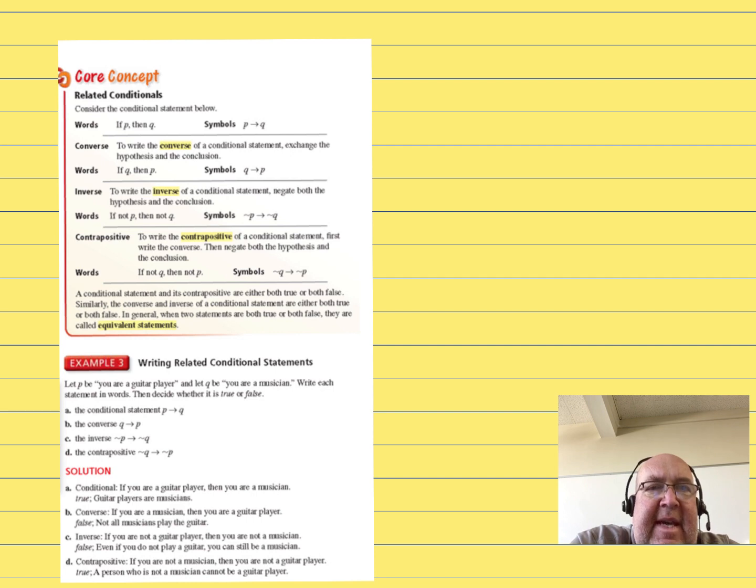The contrapositive, not only are you going to negate, you're going to switch the hypothesis and the conclusion. So you would have if not Q, then not P, and so forth. I'll let you look through the examples. You can see a conditional, converse, inverse, contrapositive, and talk about what is true and not true.